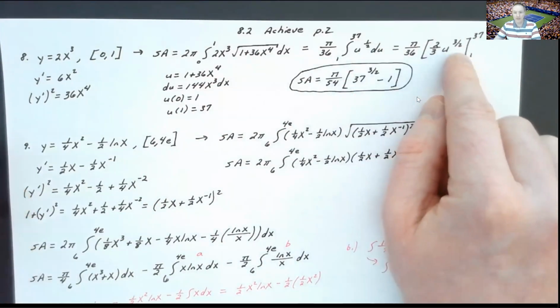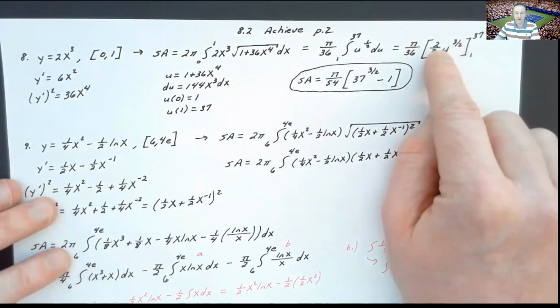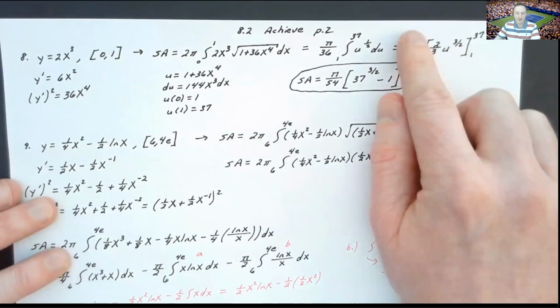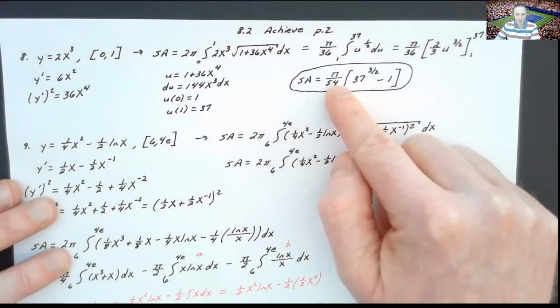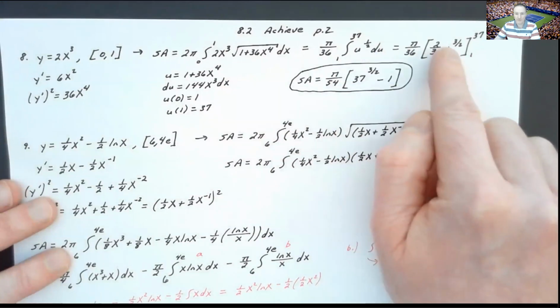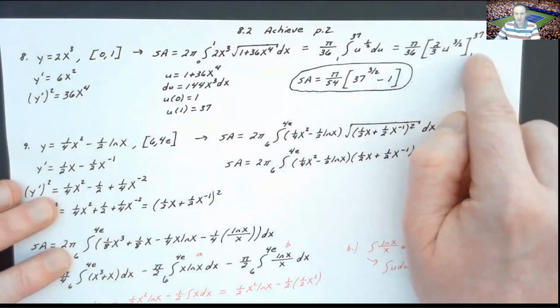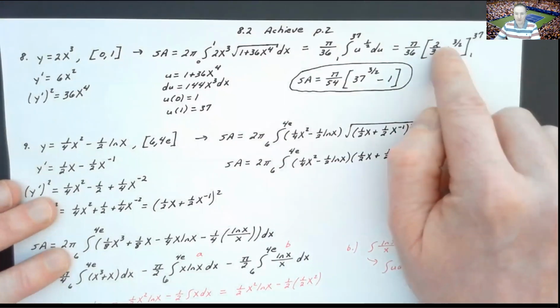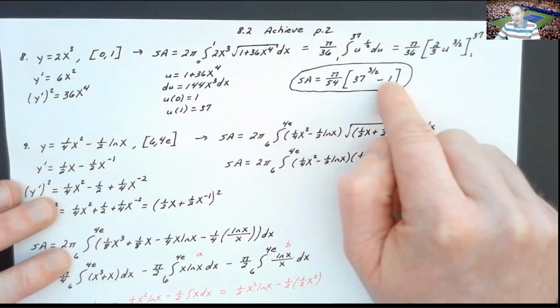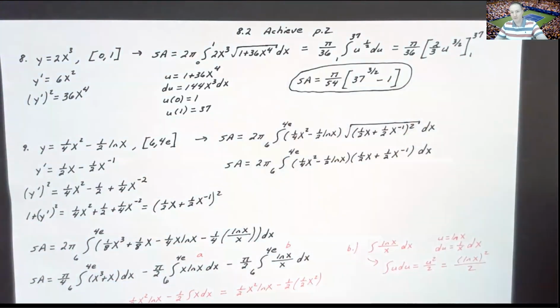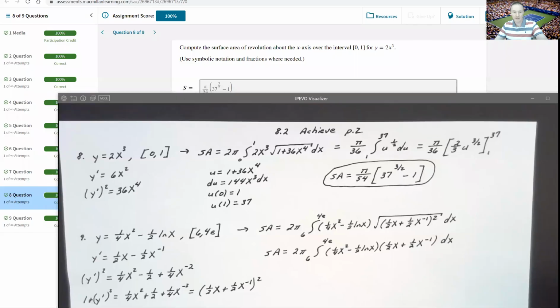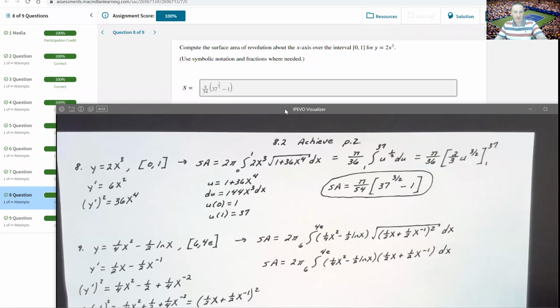Integrating that by the power rule gives me u to the 3 over 2 times 2/3. I went ahead and simplified and said, well, 2/3 times pi over 36, that would give me 2 pi over 108, which reduces down to pi over 54. And then it's going to be pi over 54 times u to the 3 over 2 evaluated from 1 to 37. It's going to be 37 to the 3 over 2 power minus 1 to the 3 over 2 power, which is just 1. And I just left my final answer in that form since they wanted an exact answer as opposed to a decimal approximation. And you can see that that was precisely what Achieve wanted in this instance.